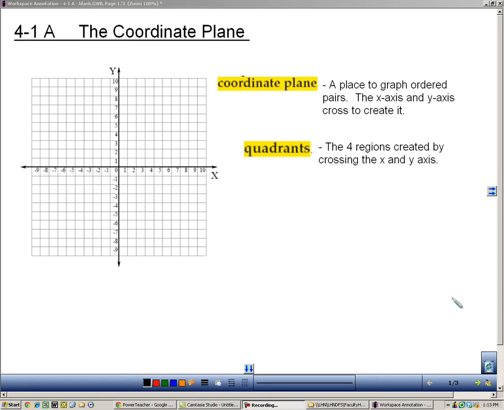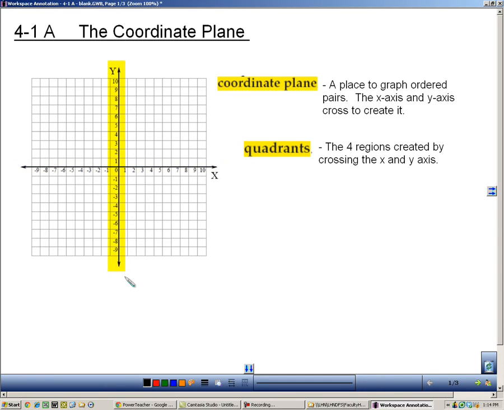Section 4.1a is about the coordinate plane. We'll start by defining the coordinate plane. It's a place to graph ordered pairs. The x-axis and the y-axis cross to create it. Over here you see a coordinate plane. There's an x number line, which we call the x-axis, and there's a y number line, a vertical number line that we call the y-axis.